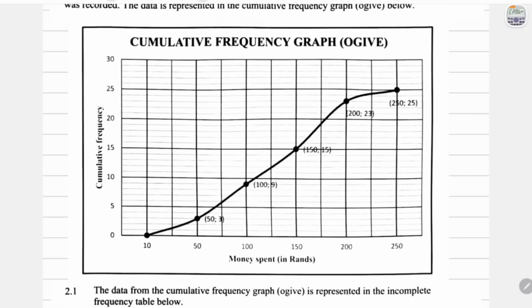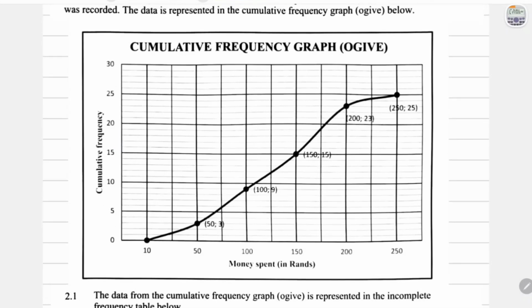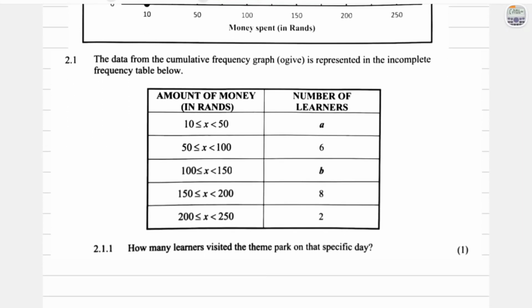Okay, so there is our ogive, and it's already completed, so you don't have to draw it in this case. So as you can see on the x-axis, we have the money that was spent, and then we have the cumulative frequency. So that has to do with the learners, okay, that spent the money. So we're just recording the amount of money that groups of learners really spent at a theme park, okay. So here is our data.